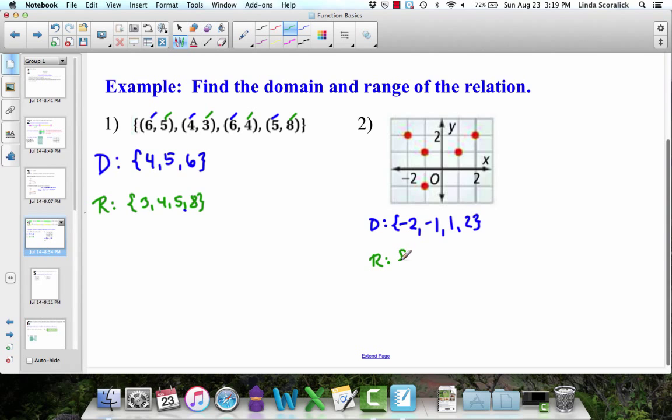I do the same thing for the range. I start at the lowest point that I see, which would be the smallest y value. That's a -1. I also see that I have 1 and 2 as y values. You could also take the time to just write down what all the ordered pairs were for those points.